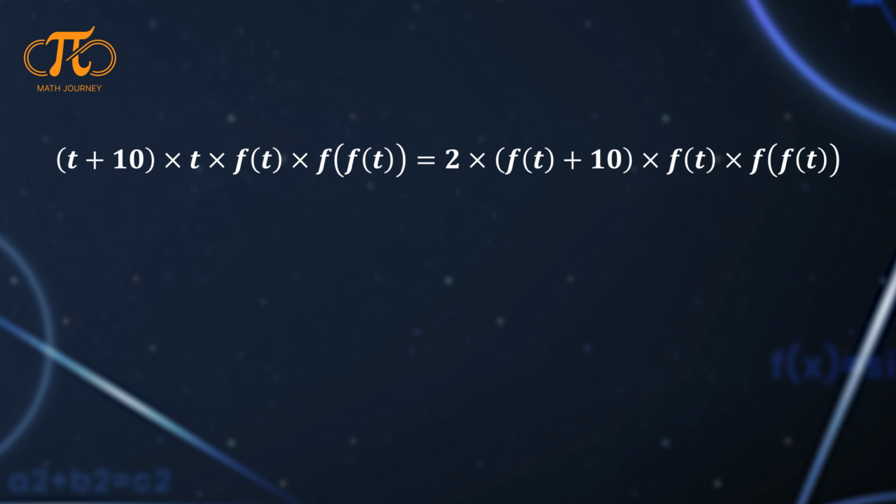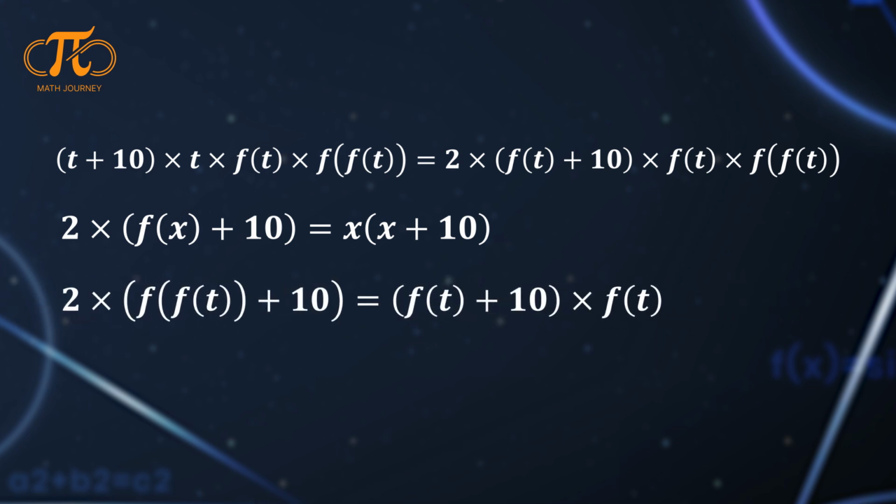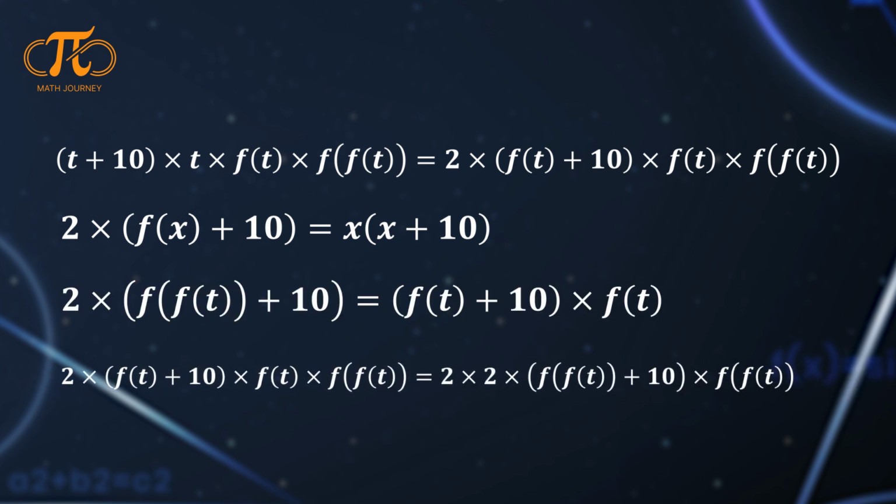Let's do that using the same approach as before. We use the same trick. Start with the relationship 2 times f of x plus 10 equals x times x plus 10. Now substitute f of t for x. 2 times f of f of t plus 10 equals f of t plus 10 multiplied by f of t. This means our expression becomes 2 times 2 times f of f of t plus 10 multiplied by f of f of t.